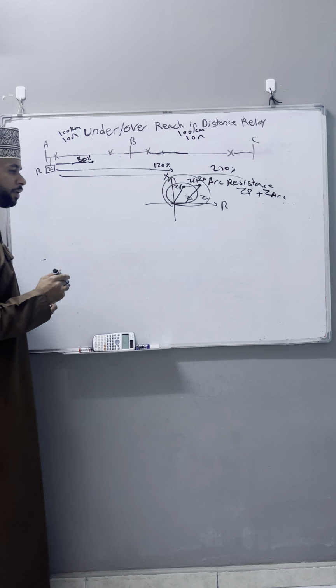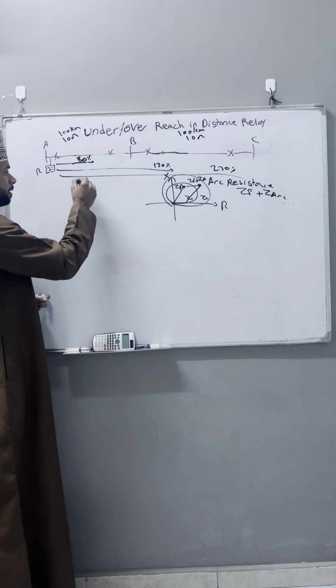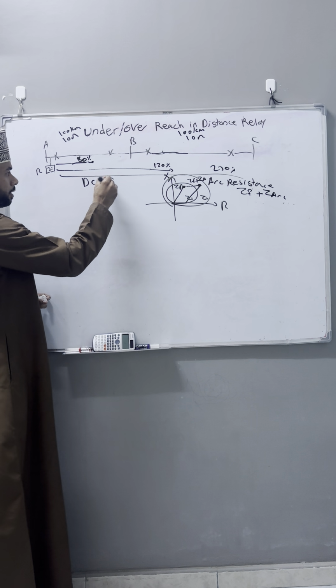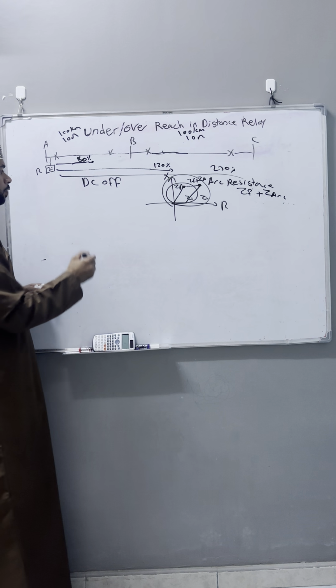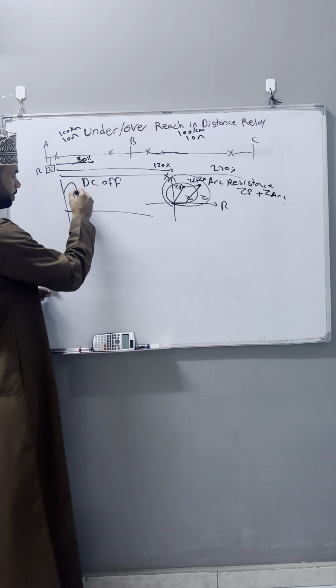Now let's see the overreach. How will overreach happen? Normally overreach is due to what? DC offset. Due to the DC offset. If you draw the waveform for DC offset, it will be like this.